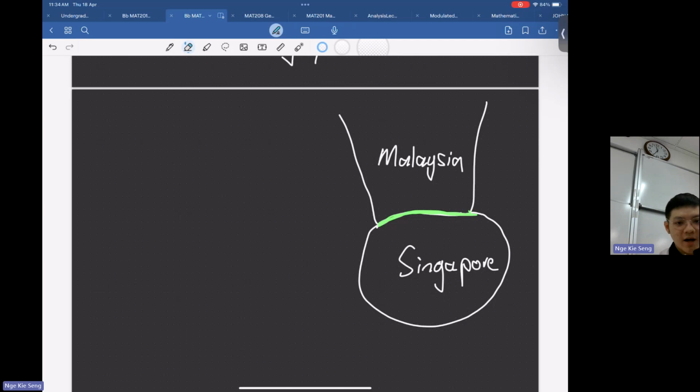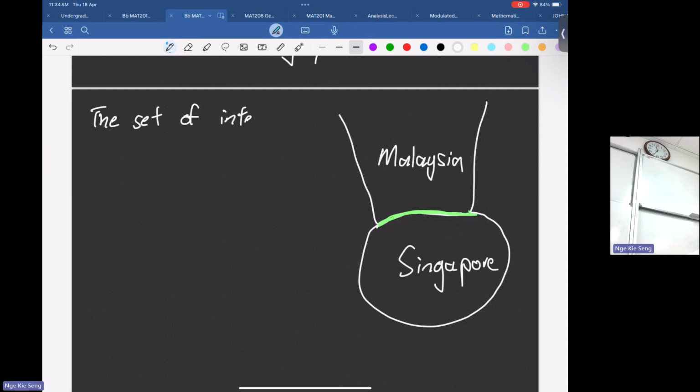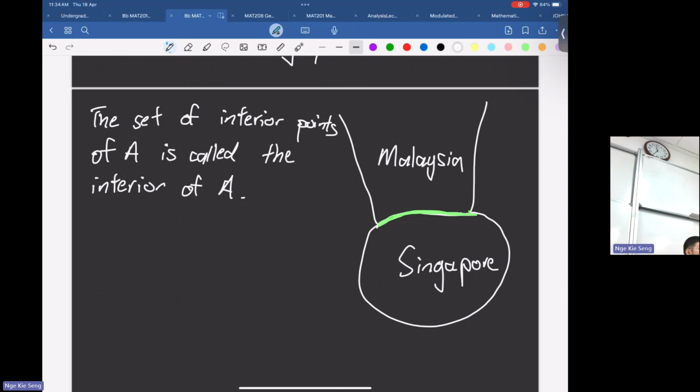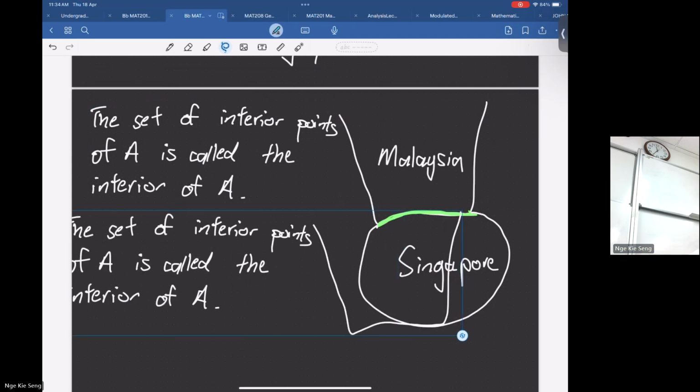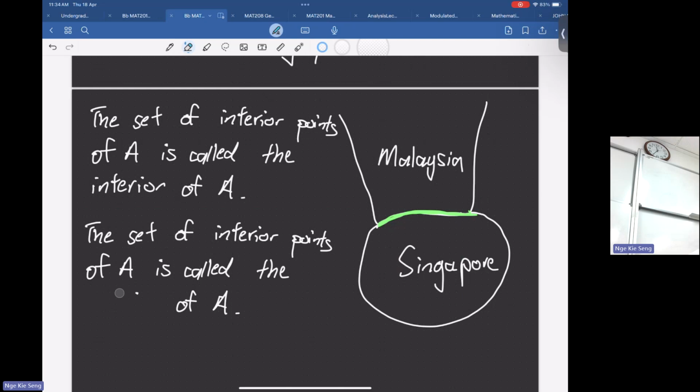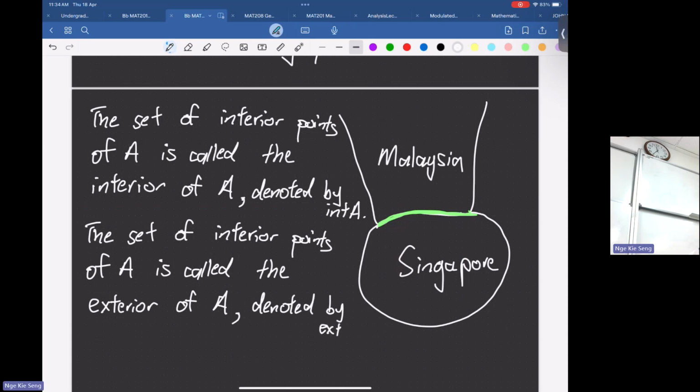Next, notation wise, the set of interior points of A is called the interior of A. So we don't say interior points of A; if we collect all interior points, we just say interior of A. Similarly, if we collect all the exterior points, we say the set is the exterior of A. We denote the first by int A, and the second by ext A, exterior of A.